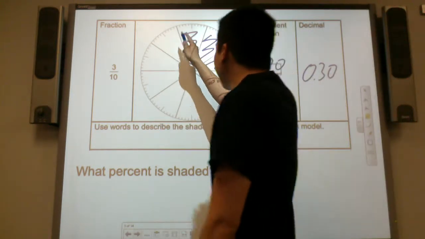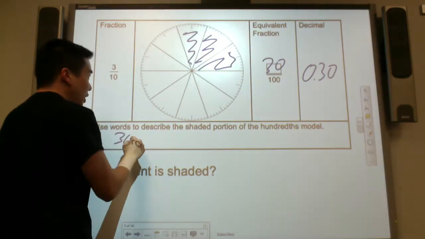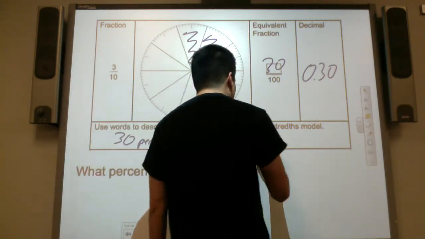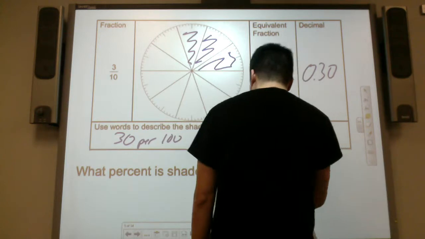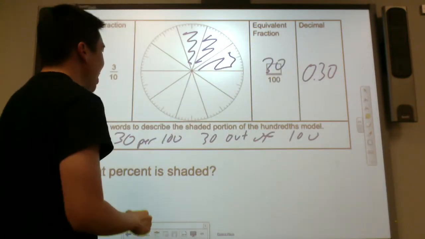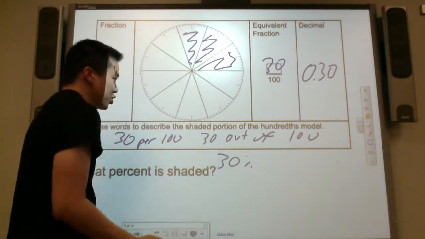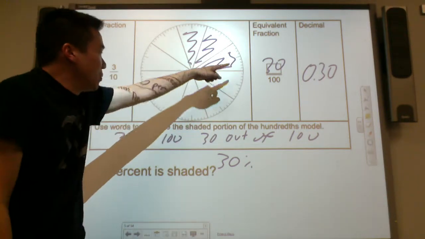So what's another way of saying this? I shaded 30 per 100, or 30 out of 100. So what percent is shaded? 30%, because each one of these represents 1%. So I shaded 30% of this.